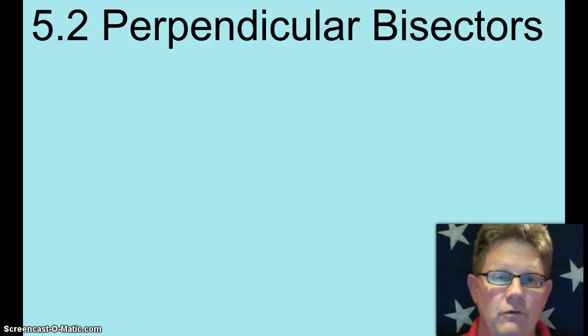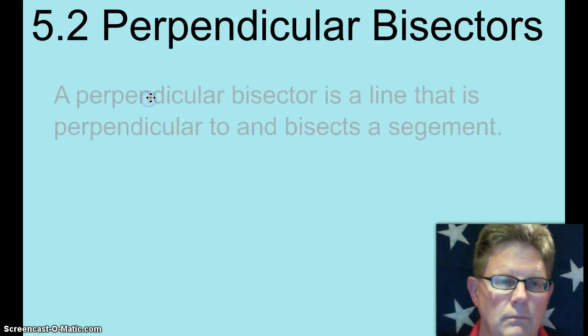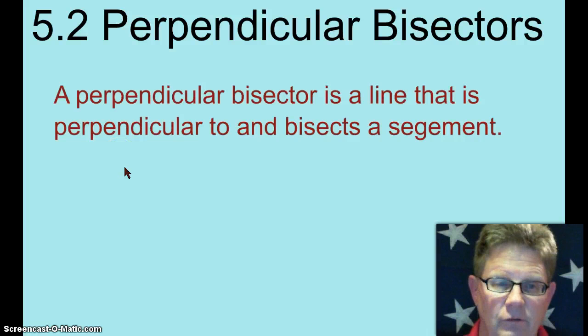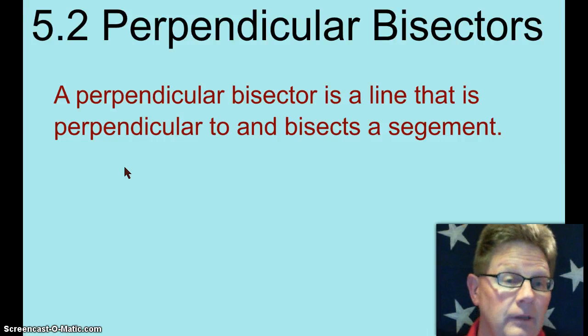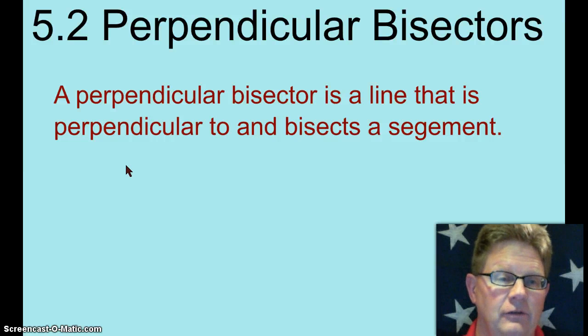Okay, before we move on, I guess we should talk about what a perpendicular bisector is. A perpendicular bisector is a line that is perpendicular to and bisects a segment. And if you remember when we bisected a segment using a construction, a straight edge and a compass, what we made was a perpendicular bisector.